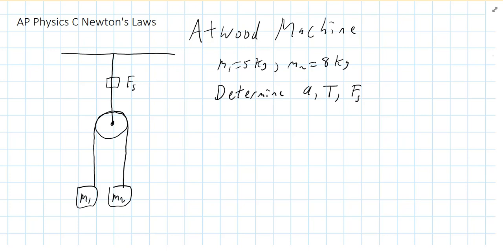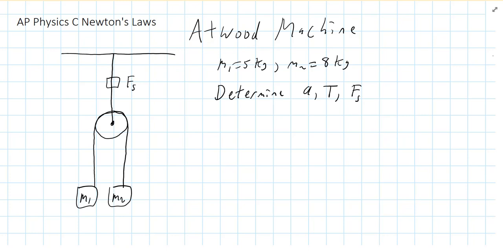You've got a pulley with a string hanging over it. You've got an M1 and M2 hanging from the pulley. You have a spring scale here that's going to measure that force, and it's all hanging from the ceiling. And we're going to use numbers eventually on this. M1 is 5 kilograms and M2 is 8 kilograms.